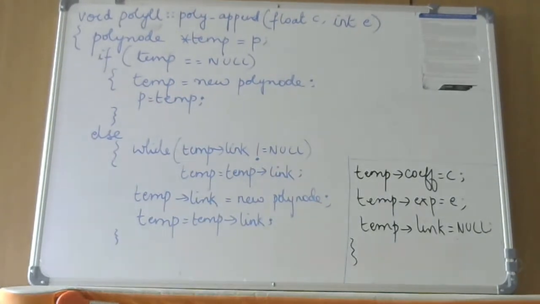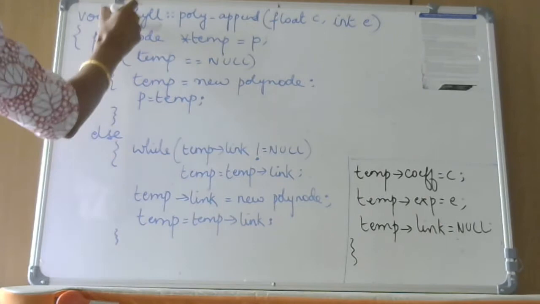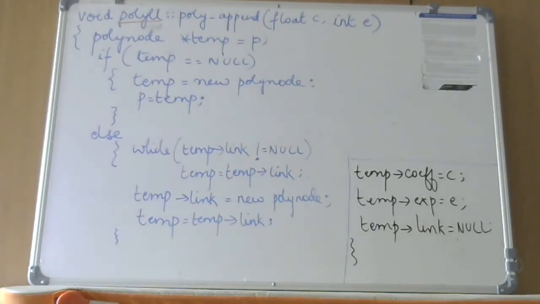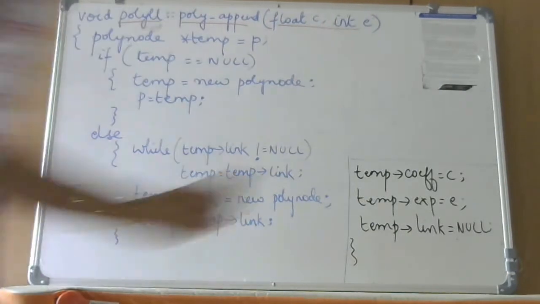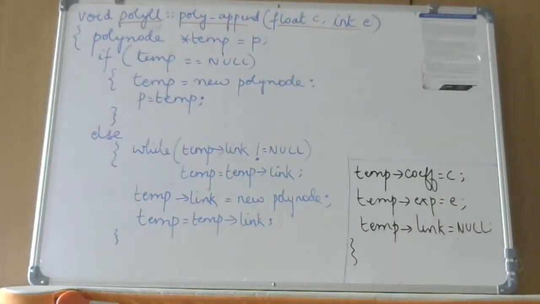So this is a simple code for appending every term of the polynomial into a linked list. So void, I have taken, this was a class that I defined, poly_ln. Using the scope resolution operator, I am calling this function poly append. I am passing these two as parameters, float c and int e. c is the coefficient part and e is the exponent part of the power.